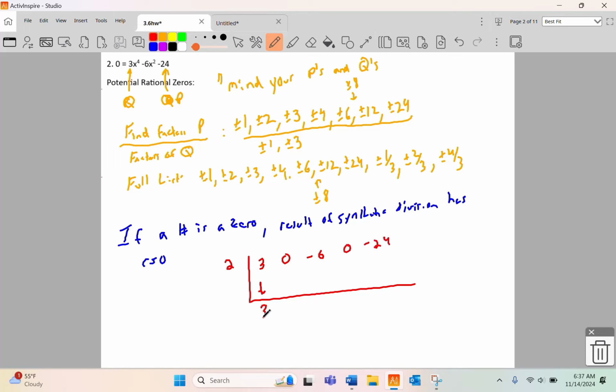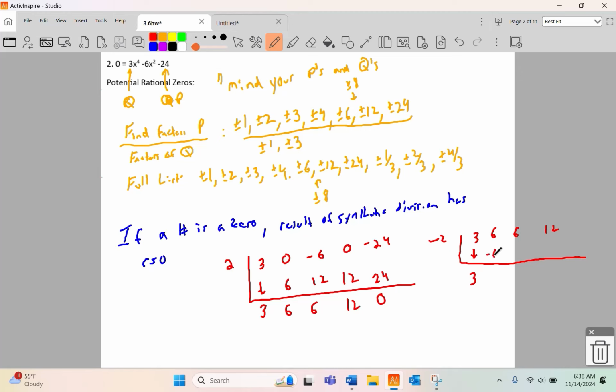So we drop the 3, we multiply and get a 6, we add and get 6, we multiply and get 12, we add and get 6, we multiply and get 12, we add and get 12, we multiply and get 24. And there's a 0. Now, because I got a 0, the next time I do synthetic division, I can reuse these numbers: 3, 6, 6, 12. Now, the other answer to this one happens to be negative 2.